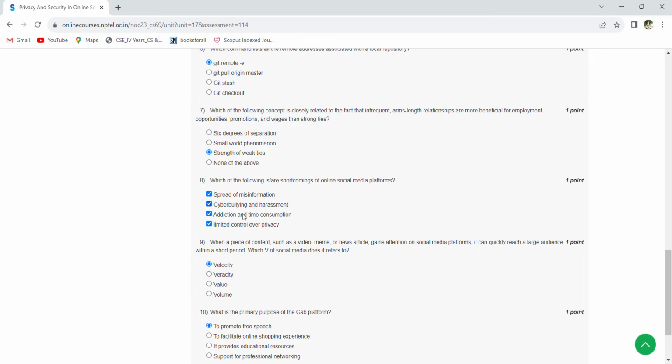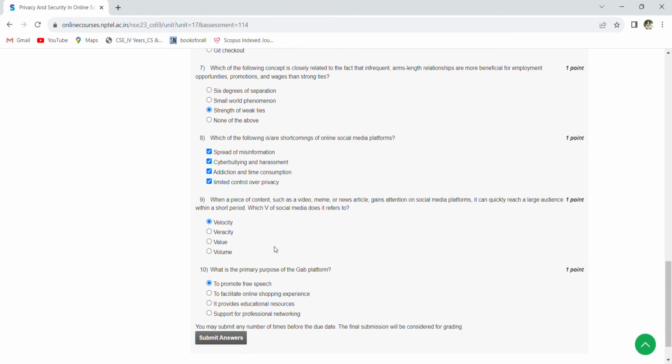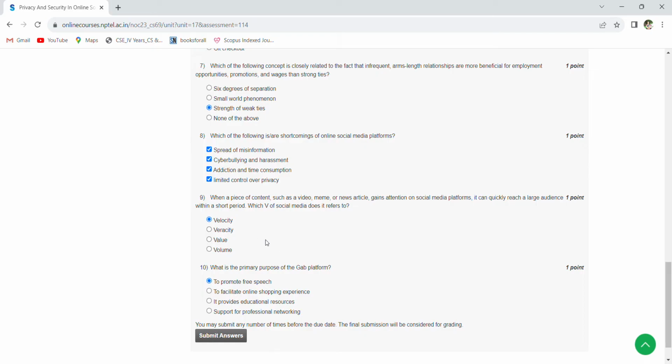And coming to the ninth question, when a piece of content such as a video, meme or news article gains attention on social media platforms, it can quickly reach a large audience within a short period. Which aspect of social media does it refer to? Velocity. So velocity is nothing but speed.